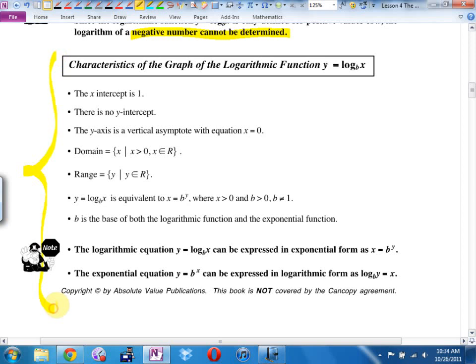Here's my exponential. The log is the inverse. So the exponential has a y-intercept of 1. The log has an x-intercept of 1. The exponential has no x-intercept. Similarly, the log has no y-intercept. The exponential has the x-axis, y equals 0, as an asymptote. The log graph has the y-axis, which as an equation is x equals 0, as a vertical asymptote.